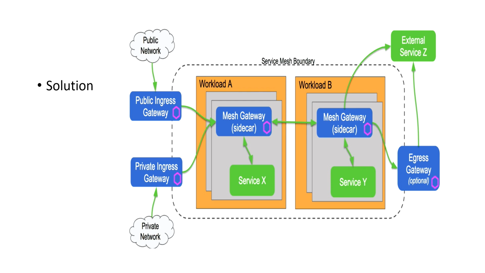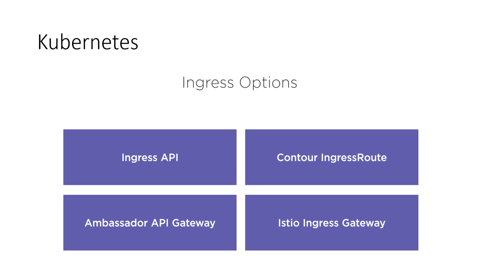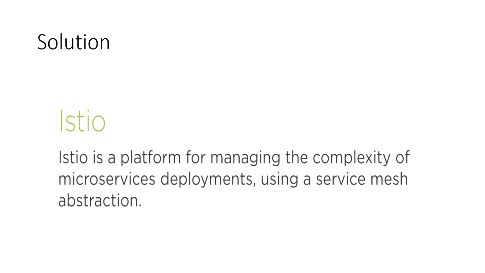The real challenge is ingress traffic management. Kubernetes provides four options. The Ingress API has a lot of annotations, and that is a limitation. Contour, along with the ingress, you can overcome those limitations. There is a workaround with some annotations. Ambassador API gateway is also available for Kubernetes, and is much more sophisticated than the other two. But the Istio ingress gateway is the best solution among the four. So what is Istio? Istio is a platform for managing the complexity of microservices deployments using a service mesh abstraction.